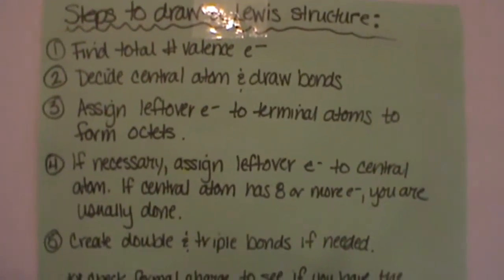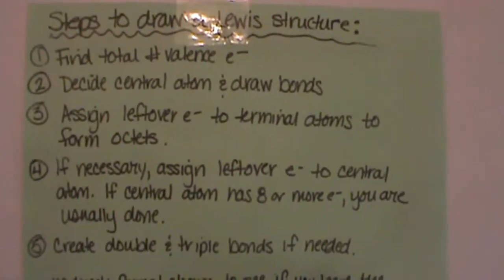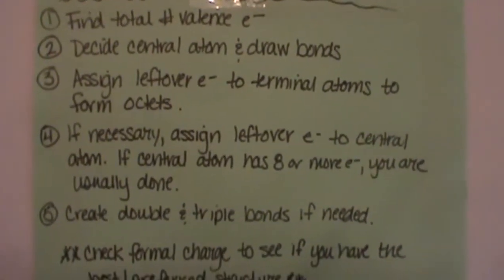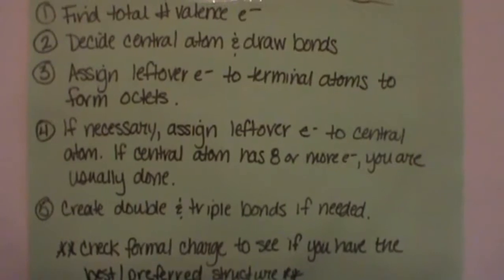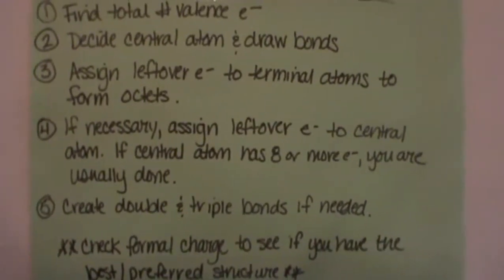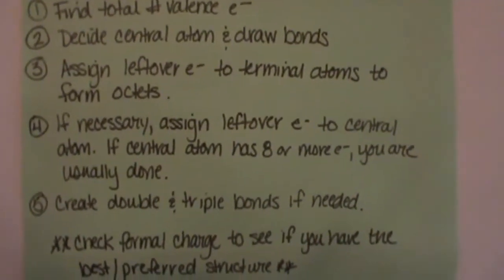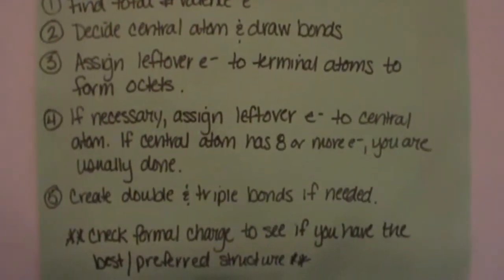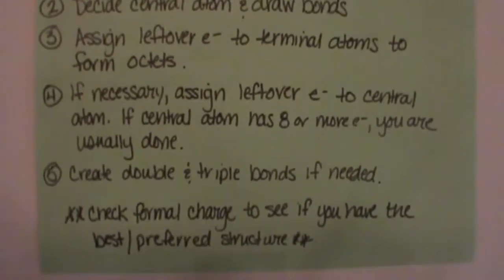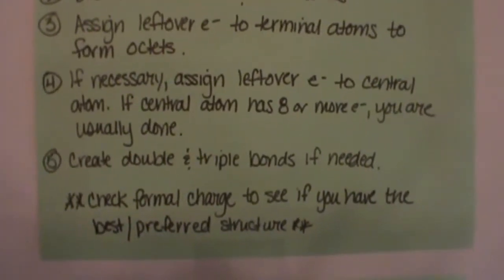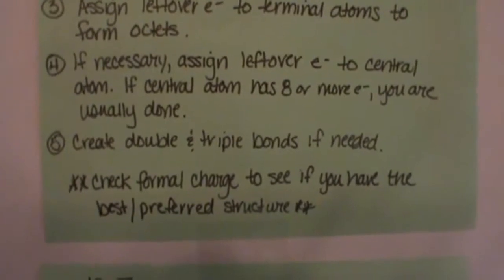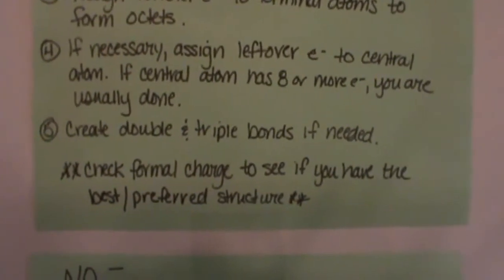Next, you assign any leftover electrons to the terminal atoms, the atoms on the end, to form octets. If necessary, and if you have leftover electrons, you'll assign those to the central atom. If the central atom has 8 or more electrons, then generally you're done. If not, then you need to move on to step 5 to create double and triple bonds. And then lastly, you can check the formal charge to see if you have the preferred structure.